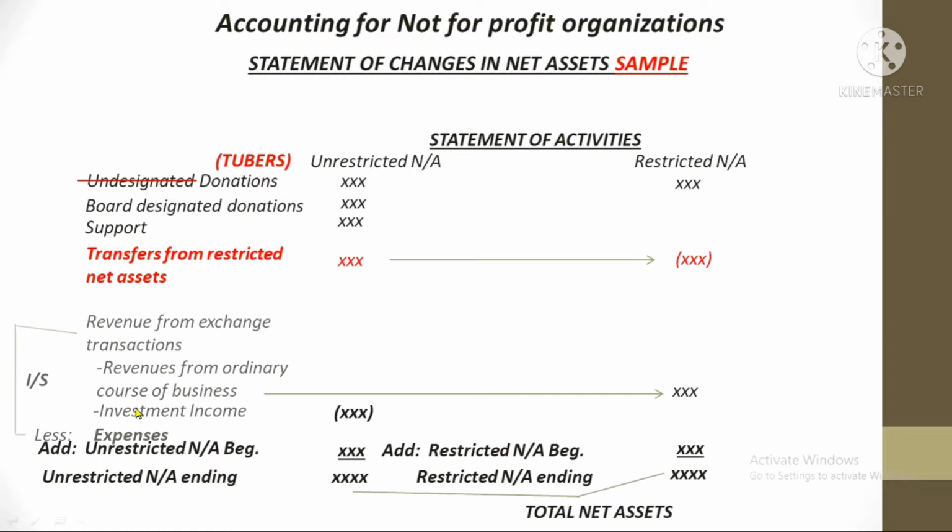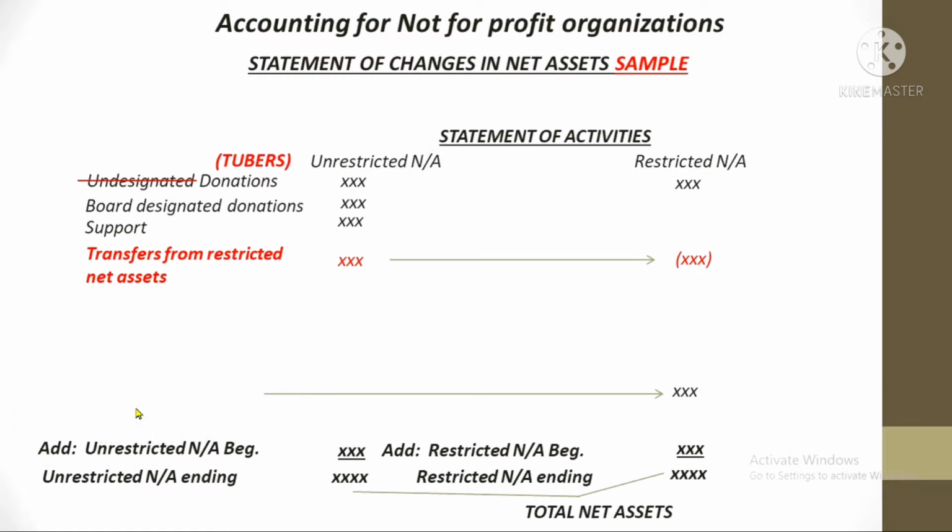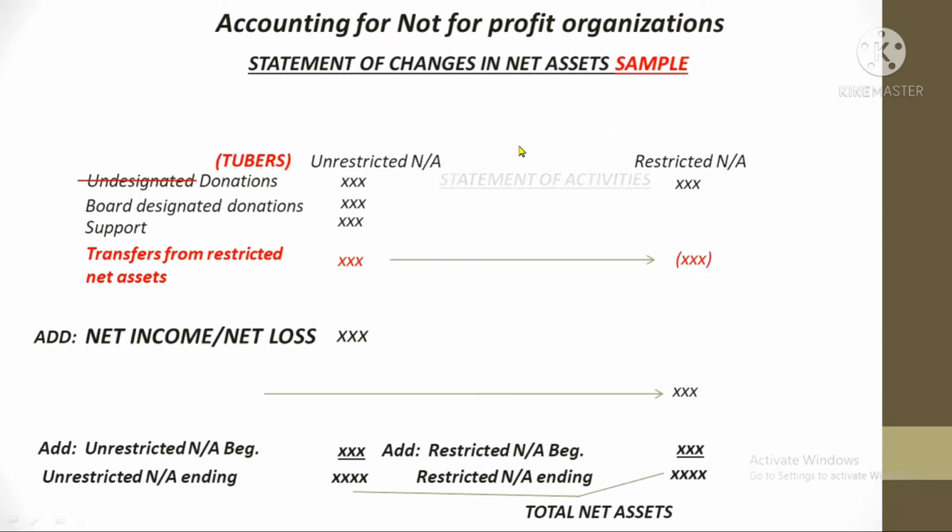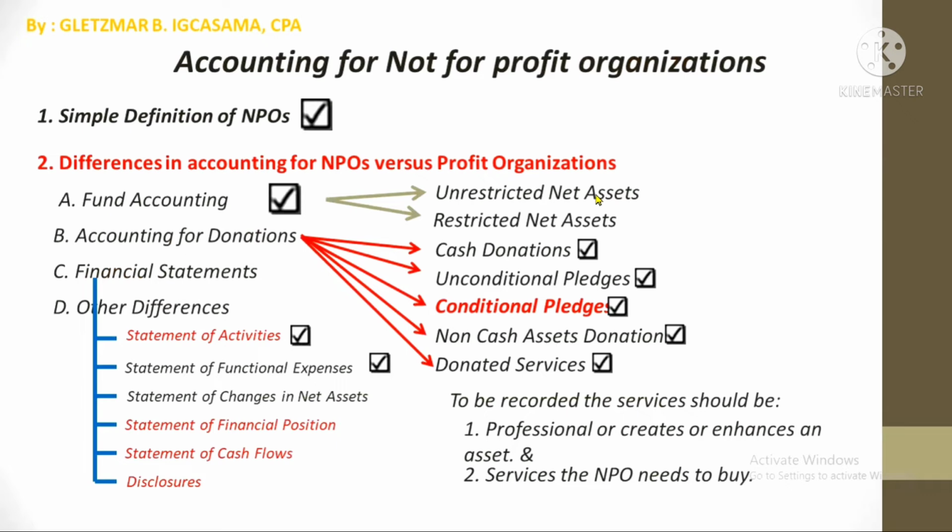Or better yet, summarize this. Meaning, do the revenue minus expenses and you will get the net income, and you need to put it here. And if you do that, then the statement of activities will become the statement of changes in net assets. And that's it. It's as easy as that. So, check mark here.